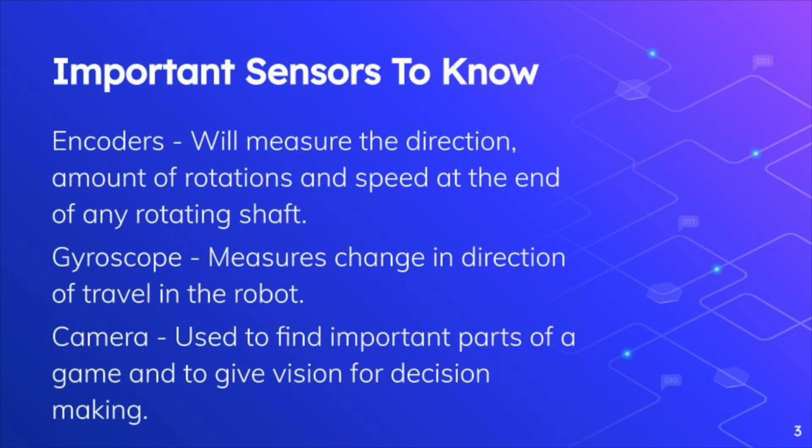So with that, there are various devices that we can use in order to receive these inputs and get the things that we want. There are encoders, which will measure the direction, amount of rotations, and speed at the end of any rotating shaft. So this is all about getting the information of what has happened. Similar to a graph showing distance over time, this should give an indication of how many rotations a motor has gone through given a certain time.